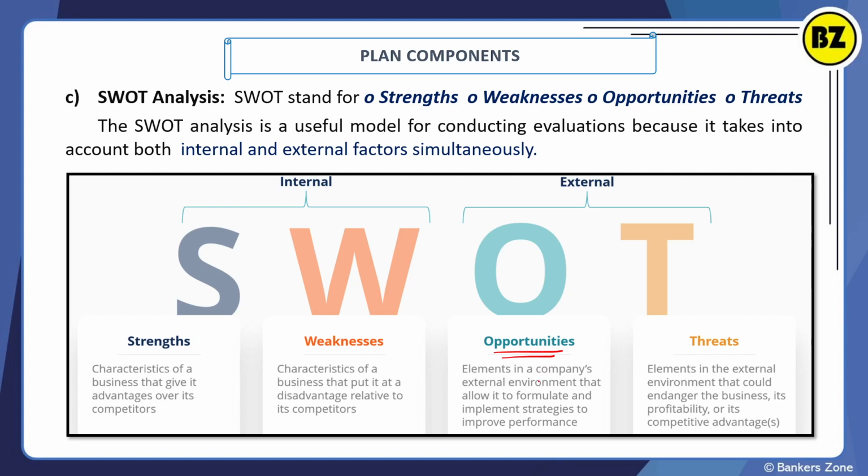And this allows you to formulate and implement the strategy. So you have the opportunity to expand, to grow, right? These are basically the opportunities. And threat means what? These are the elements in the external environment that could endanger the business, be it the profitability or the competitive advantage. So threat means what threats you have in the business.